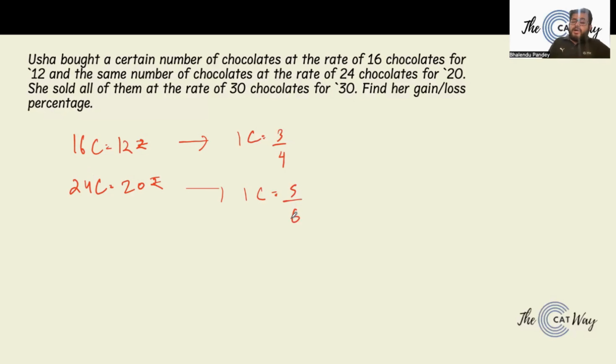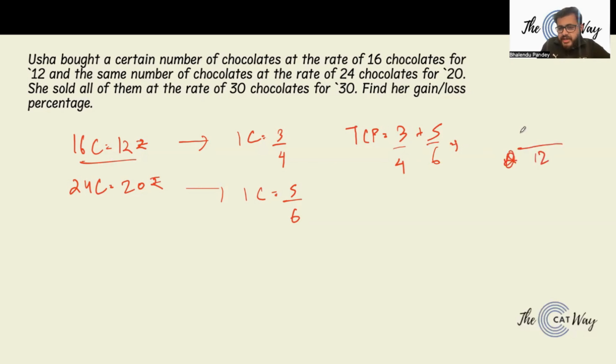Now she has bought an equal number of chocolates. Let us assume that she bought one chocolate of each variety. Because this is the rate, 16 chocolates cost 12 rupees, she can buy however many, and the rate will apply, right? So from here you have calculated the rate of one, so the total cost price for her is going to be what? 3 by 4 plus 5 by 6. Correct? So this becomes what?